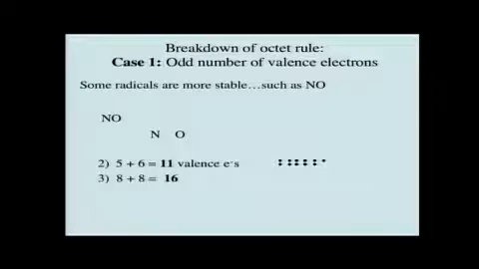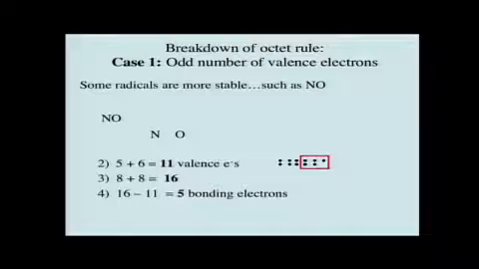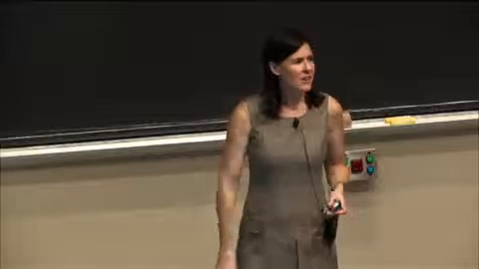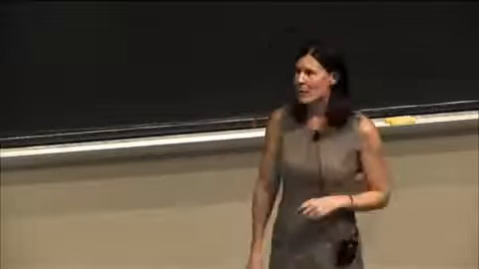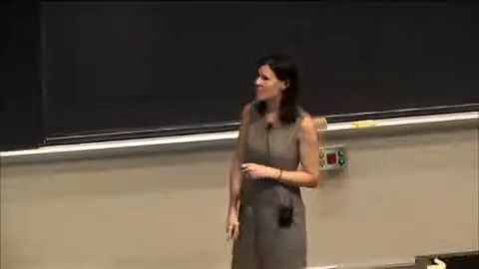we have is 11 valence electrons. We need 16 electrons to have full octets. So we're left with 5 bonding electrons. We put a double bond in between our nitrogen and our oxygen. So what we're left over with is this single bonding electron, and we'll put that on the nitrogen here. And I'll explain why we put it on the nitrogen and not the oxygen in just a minute.